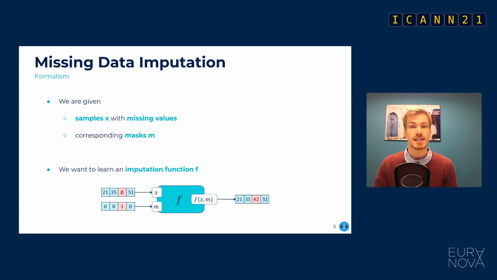Formally, the task considered here is the following. We are given samples X with missing values. We are also given the corresponding masks M, that is, vectors indicating which values of X are missing. Our goal is to learn an imputation function f, which takes x and m as input and produces plausible values for the missing values of x. The performance of such a function is measured using different metrics that will be introduced later.